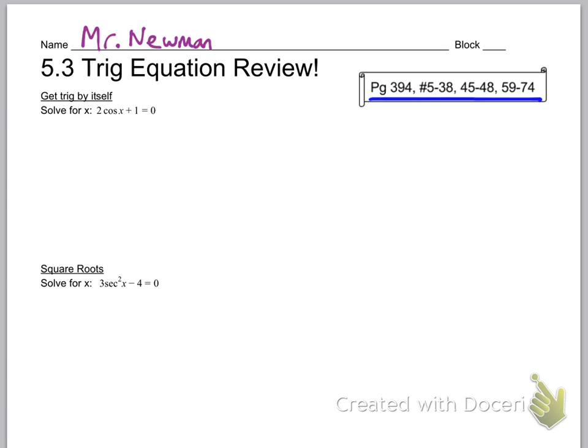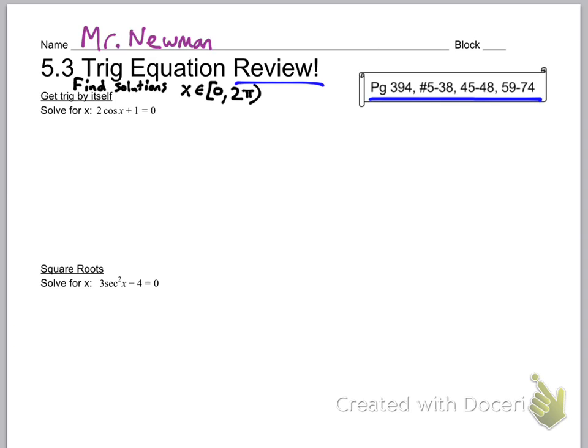Otherwise, let's get started. So one way to solve these equations is to get the trig by itself. In other words, on this one, I'm going to get the cosine of x by itself. One last thing about these equations is that on all of these, we're looking for the answer between 0 and 2 pi. And I will most likely say that on the quiz. If I don't, then you can ask.